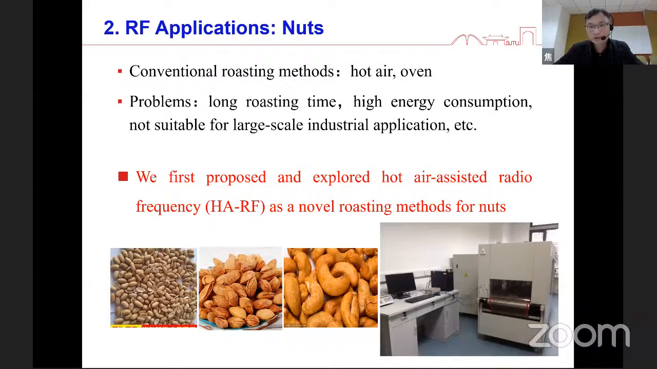Generally for nut roasting, we are using the hot air or electric oven method to roast the nuts. But those two kinds of methods generally have long roasting time and high energy consumption, and also it's not suitable for large-scale industrial applications. So based on this, we first proposed using hot air assisted RF heating as a novel roasting method for nuts. We did it for the peanuts and also for the cashew nuts and walnuts.